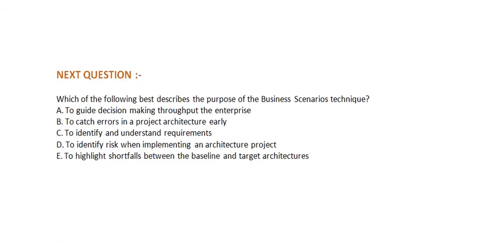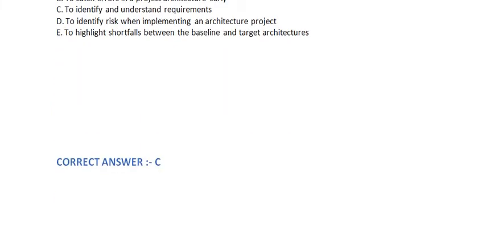Next question is, which of the following best describes the purpose of the business scenarios technique? Option A, to guide decision making throughout the enterprise. Option B, to catch errors in a project architecture early. Option C, to identify and understand requirements. Option D, to identify risk when implementing an architecture project. And option E, to highlight shortfalls between the baseline and target architectures. The correct answer is option C.